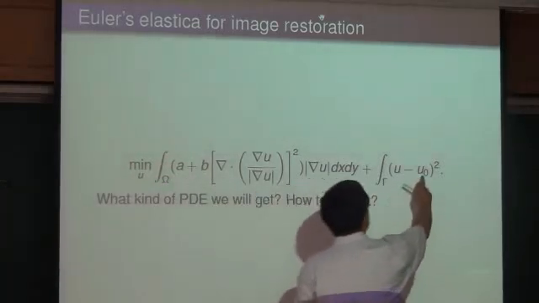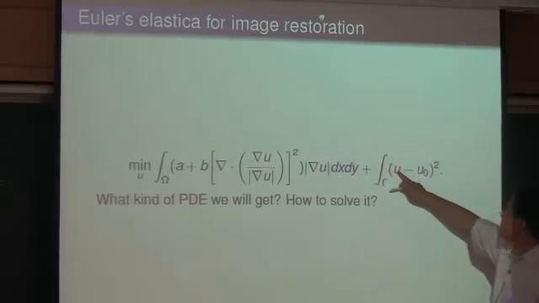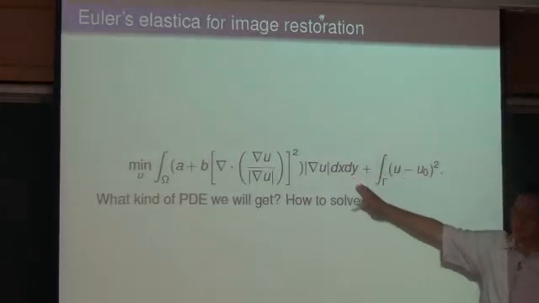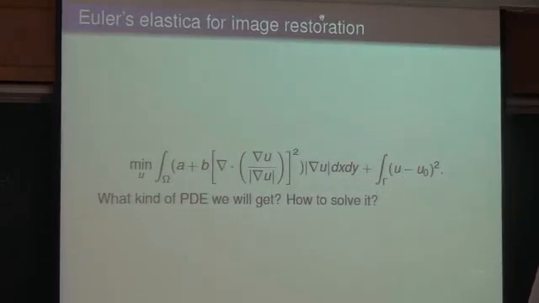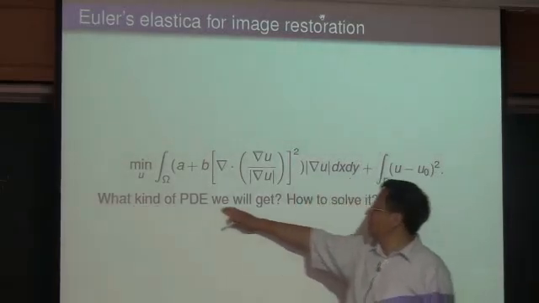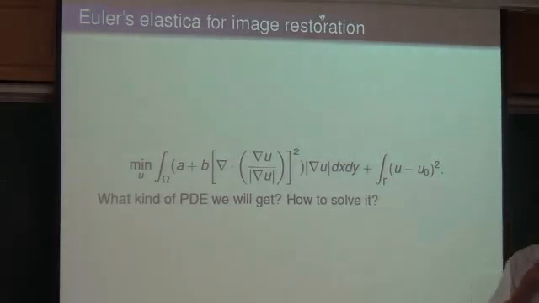So therefore, given an image u, if you do this one, this will be another way to regularize the image. Essentially, you see that here are two questions. So what kind of PDE will we get?